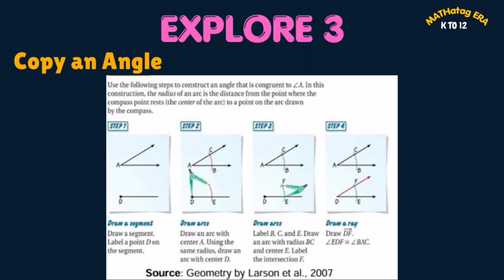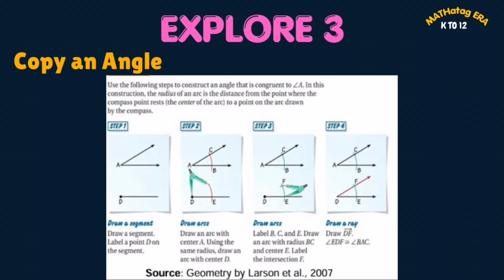Draw a ray and label the endpoint as D. This ray will become one side of the new angle. Place the compass point at A, the vertex of the given angle. Draw an arc that intersects both sides of the angle. Label the intersection points B and C. Without changing the compass opening, draw the same arc centered at D. The arc intersects the ray at point E.